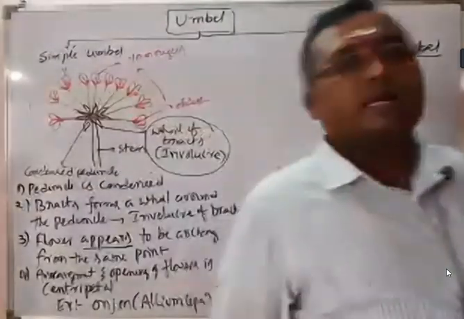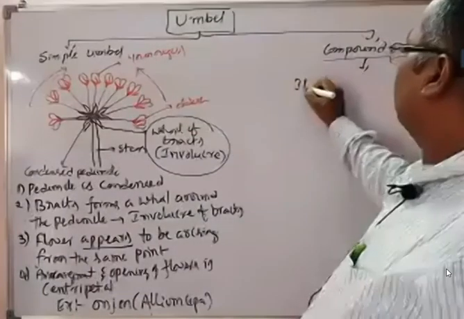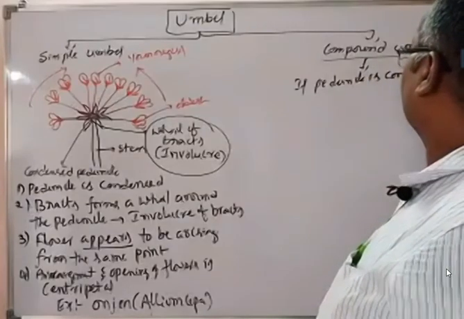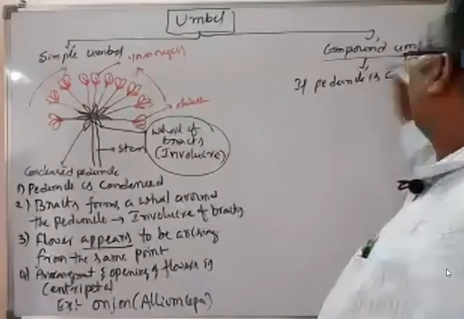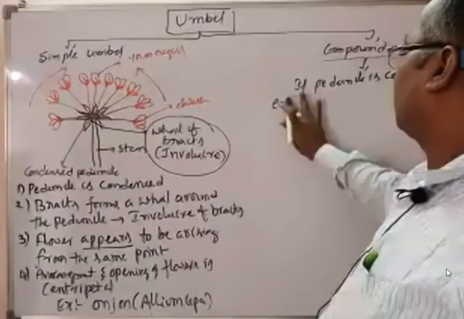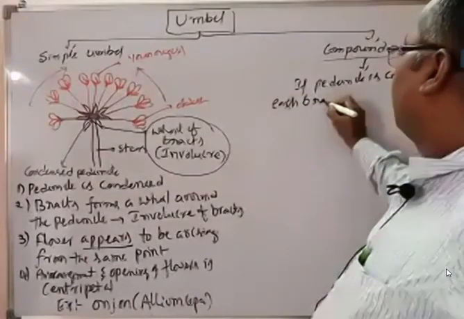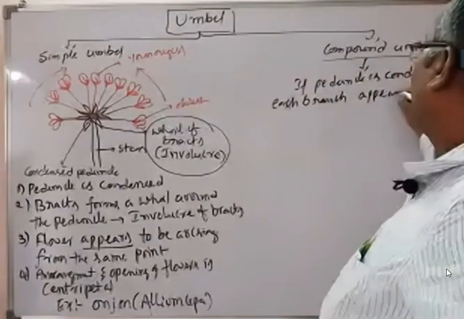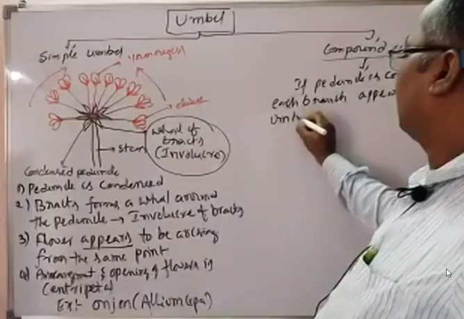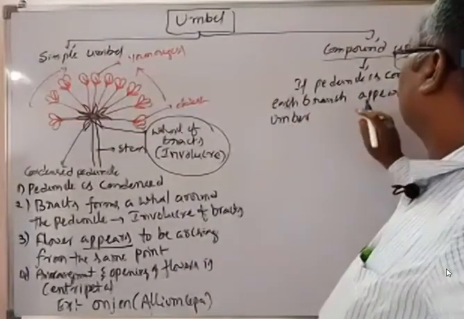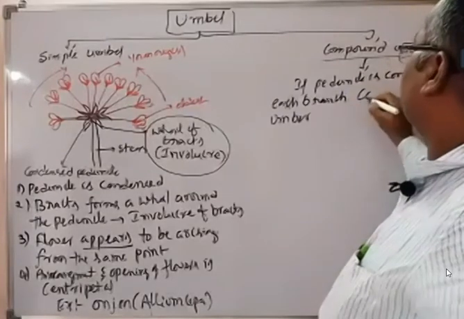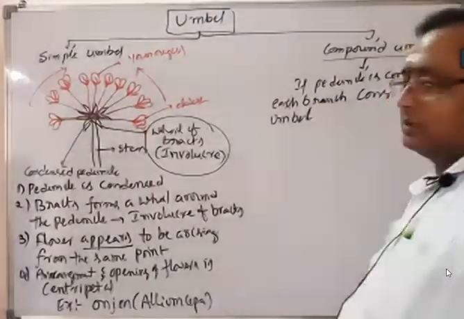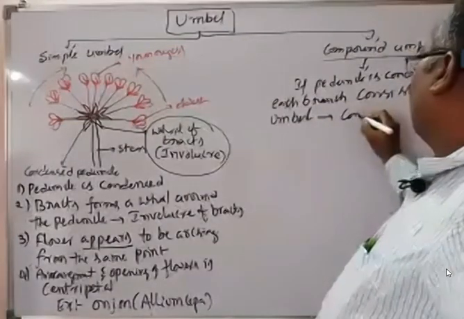If the peduncle is condensed, and each branch appears as an umbel, each branch consists of an umbel, then it is called compound umbel.